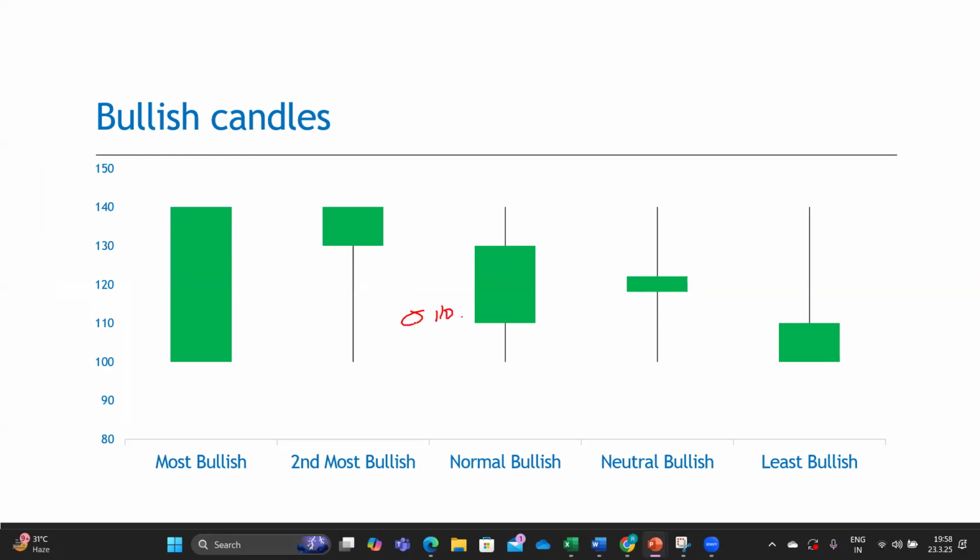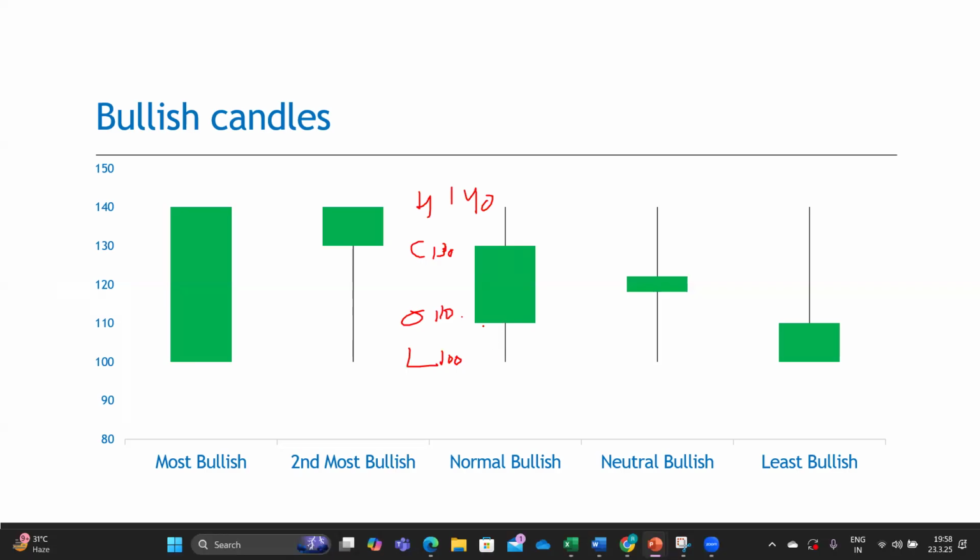It made a low of, let's say, 100. It made a high of 140. And finally, at the end of the day, it closed at 130. It is just business as usual. It is just a normal candle. There is nothing exciting about this candle because there will be market forces.